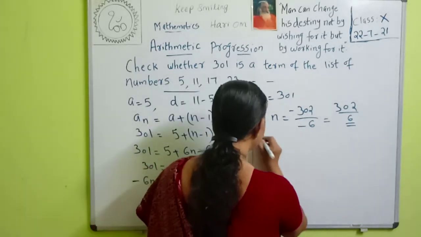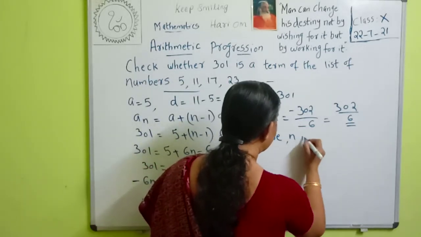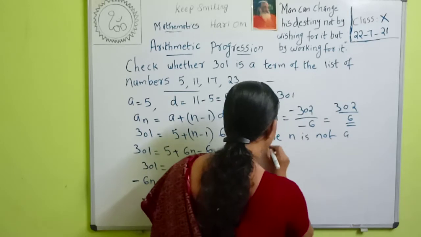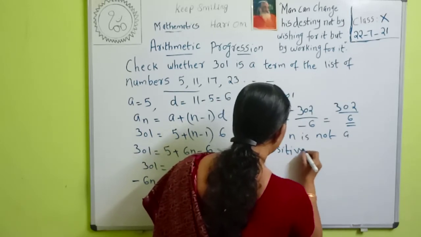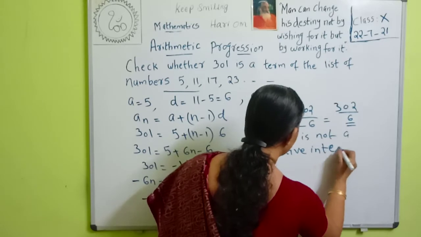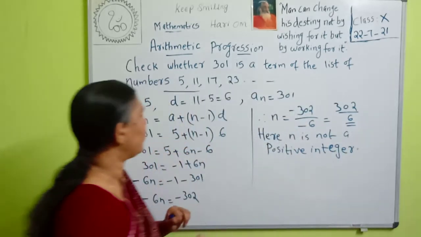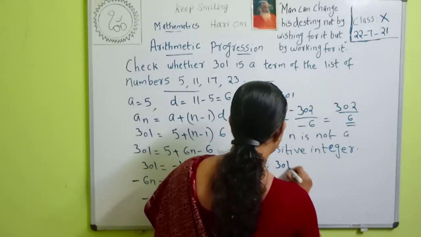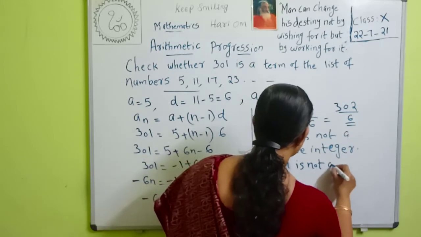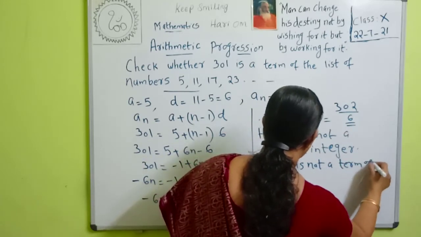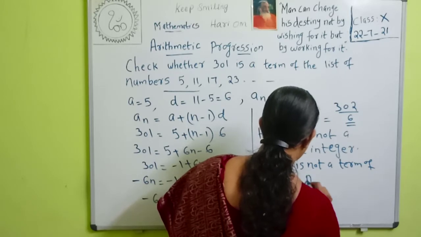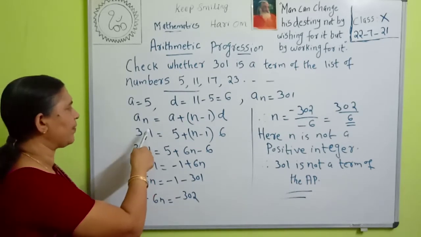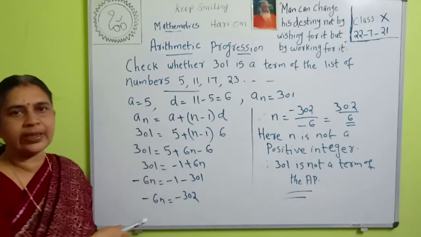Here n is not a positive integer. Therefore, we can say 301 is not a term of the AP. So to check whether 301 is a term of the AP, first we find the value of n. Here an is equal to a plus n minus 1 into d.